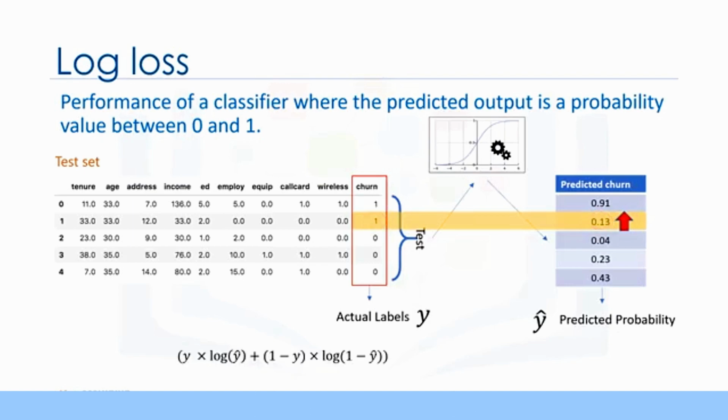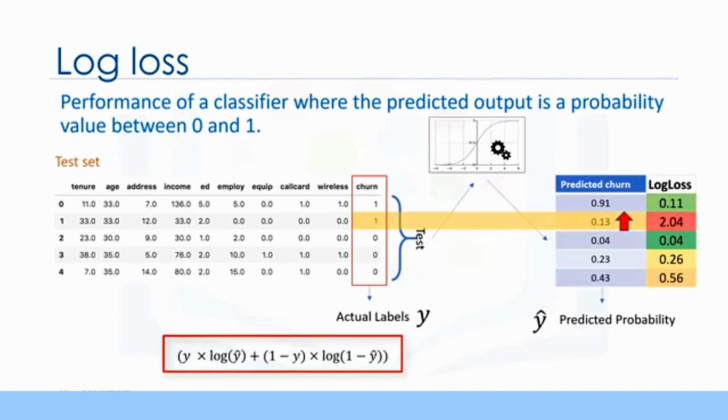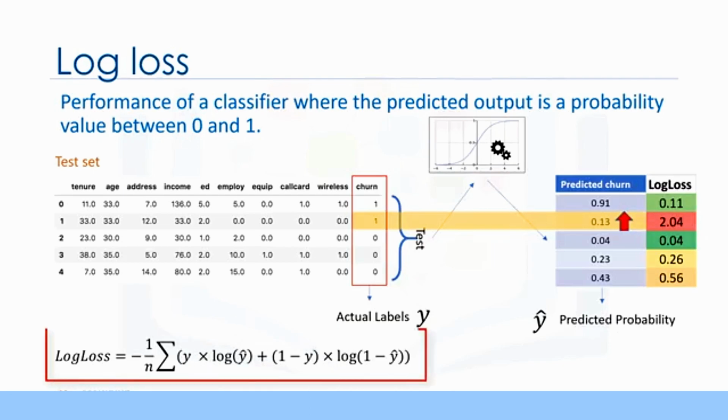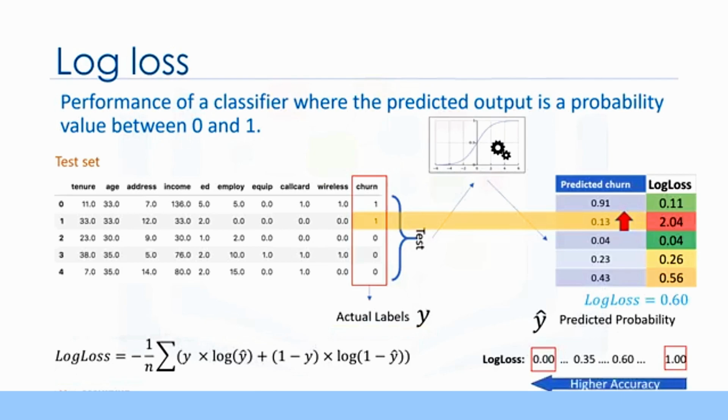We can calculate the log loss for each row using the log loss equation, which measures how far each prediction is from the actual label. Then we calculate the average log loss across all rows of the test set. It is obvious that more ideal classifiers have progressively smaller values of log loss. So, the classifier with the lower log loss has better accuracy.